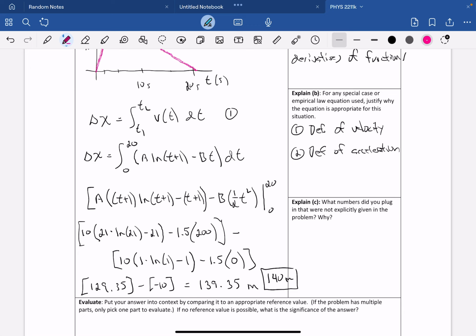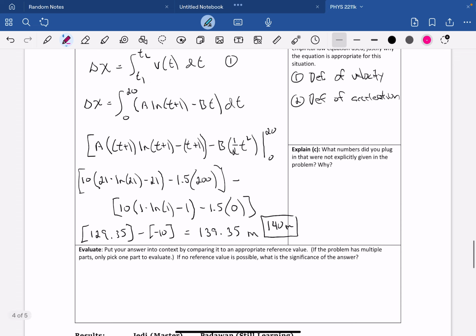Anytime you use a special case equation or an empirical law, you are required to justify its use. Definitions are always true, so we don't really need to justify whether or not we're allowed to use them, but I still labeled it anyway. And then part C of the explain part is what numbers did you plug in that were not explicitly given in the problem? Now, this will come up in future quizzes. I don't really think it's going to come up in today's quiz, so this is not applicable for this problem.